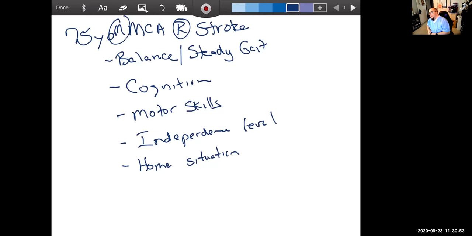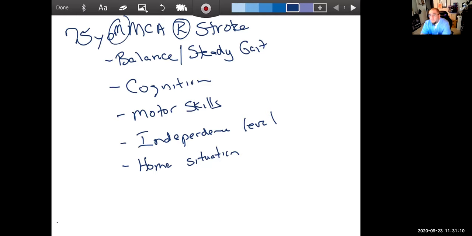Right? Or you go into their house and suddenly they've got, you know, 36 stairs to get to their second floor. It's a difference, right? So there's a lot of things we're going to take into account with this patient to see where they're going.